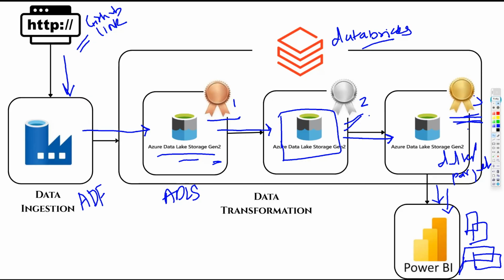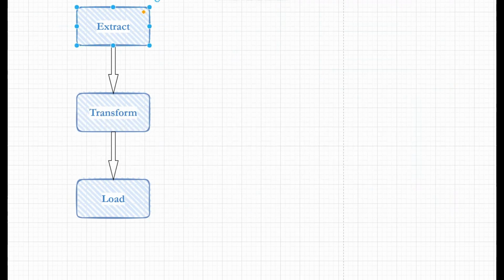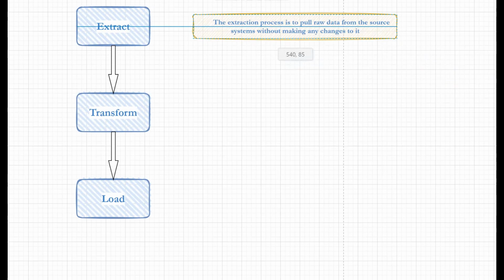Now let's move ahead and first see the basic concepts which will be required for understanding this ETL pipeline. Let's try to understand the ETL process. For the first step, extract, the main goal of this extraction process is to pull the raw data from source systems without making any changes to it. The extract phase involves gathering raw data from various source systems, which could be, for example, databases, APIs, flat files, or even live streams. This data could be structured, semi-structured, or unstructured.